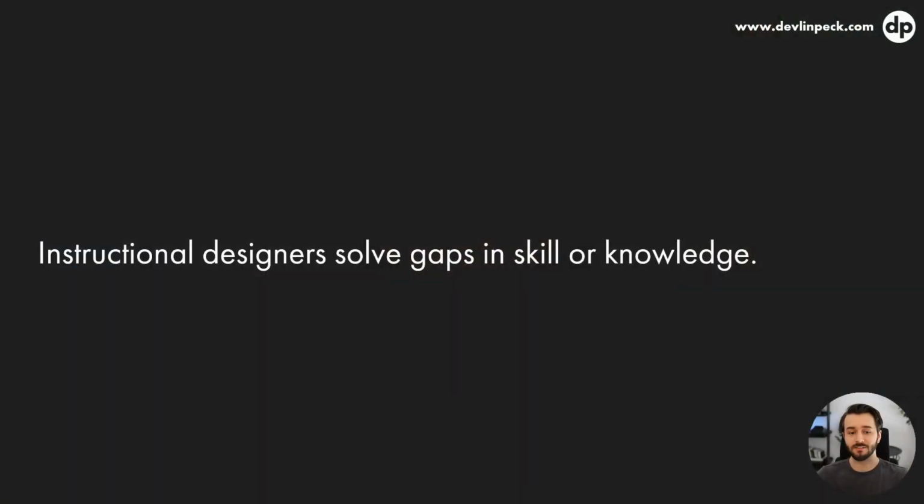It's actually quite simple. Instructional designers solve gaps in skill or knowledge, okay? These are the types of problems that learning solutions can solve. All right, so imagine we have a person right here. They have a certain amount of knowledge and skill around a subject matter. We need them to be more skilled and more knowledgeable. So an instructional designer's job is to bridge that gap with learning solutions and whatever tools and strategies they have in their instructional design toolkit, so to speak.